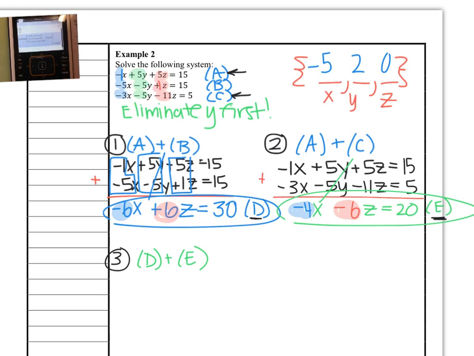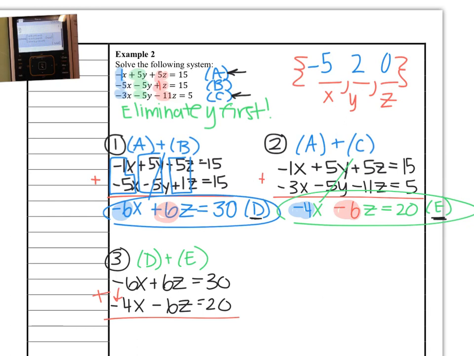Okay, so I'm going to write those equations. Negative 6x plus 6z equals 30, and negative 4x minus 6z equals 20. Add them up straight down. So when I do this, I have negative 6 minus 4, which is negative 10x. 6 minus 6 cancels, equals 50, because 30 plus 20 is 50.